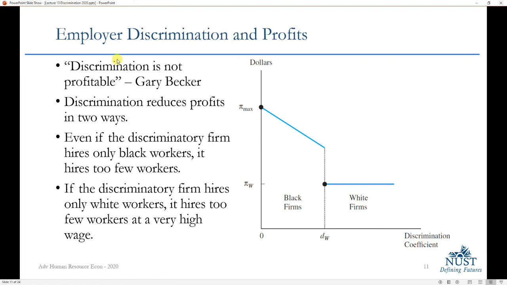All right, so discrimination is not profitable. Why? We'll look into this graph. Discrimination reduces profits in two ways. Even if the discriminatory firm hires only black workers, it hires too few workers. If the discriminatory firm hires only white workers, it hires too few workers at a very high wage.